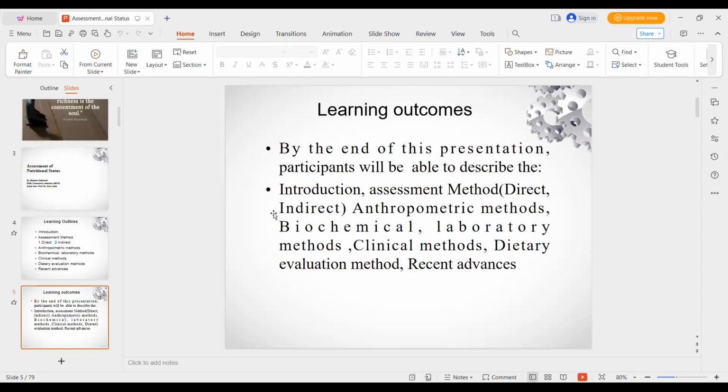Learning outcomes. By the end of this presentation, participants will be able to describe the introduction, assessment method, direct, indirect, anthropometric methods, biochemical laboratory methods, clinical methods, dietary evaluation method, and recent updates.